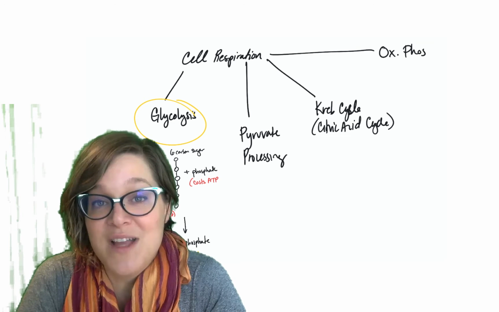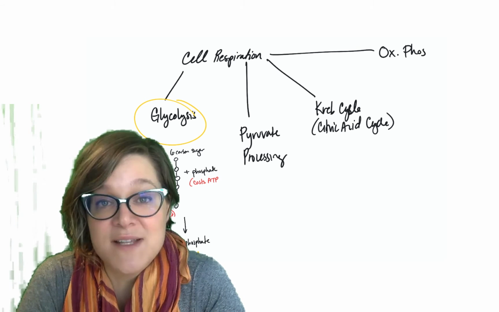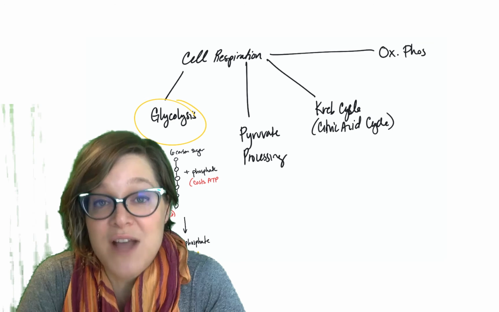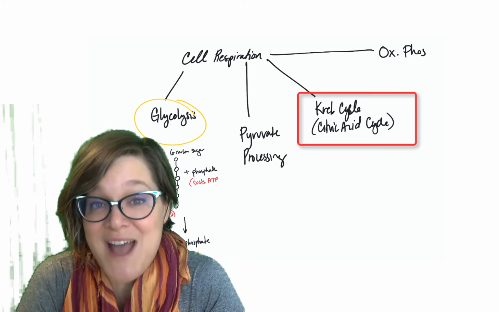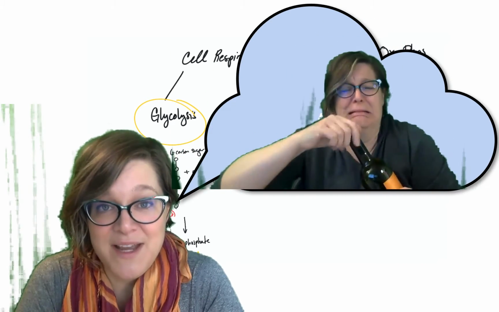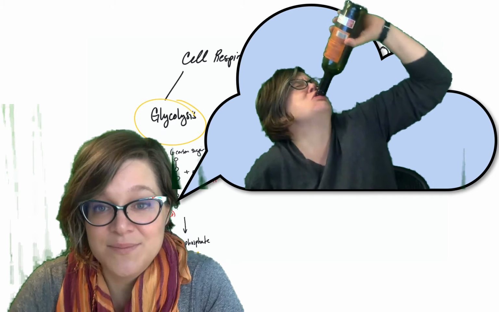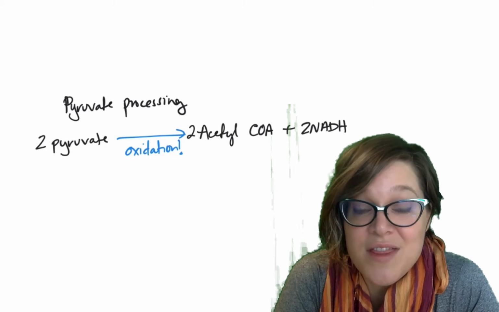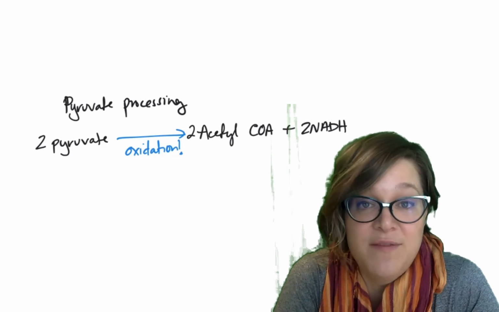So now that you're familiar with glycolysis and pyruvate processing, we're going to move into the third reaction in cellular respiration, which is the citric acid cycle. This is a series of 8 chemical reactions, and it can be kind of complicated. Now we're going to start this series of reactions where we left off last time.